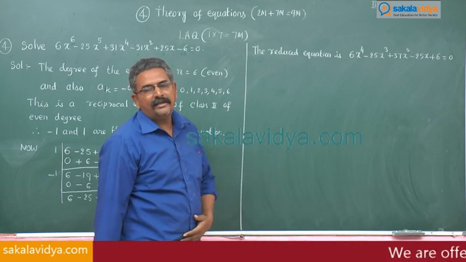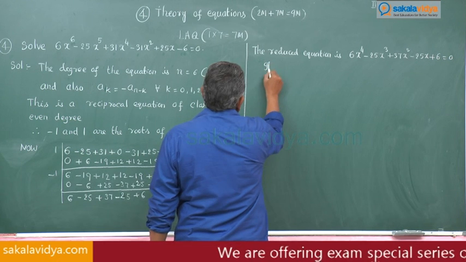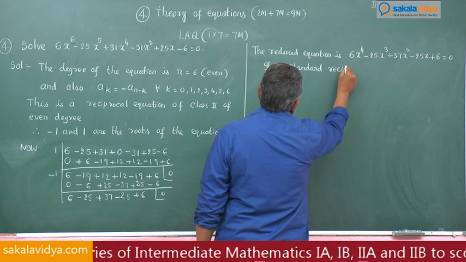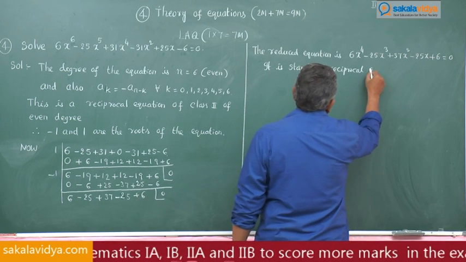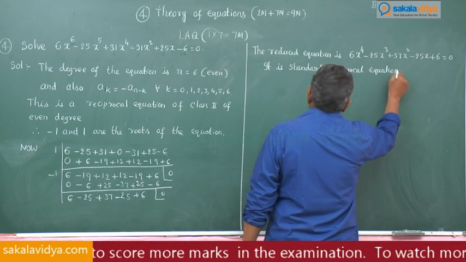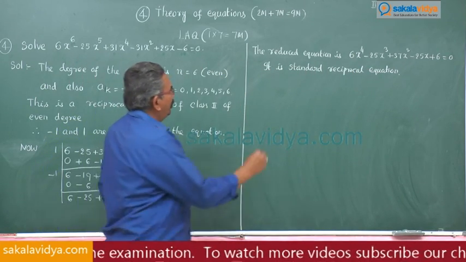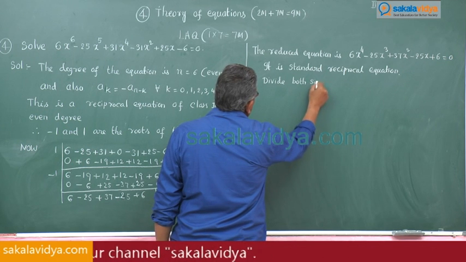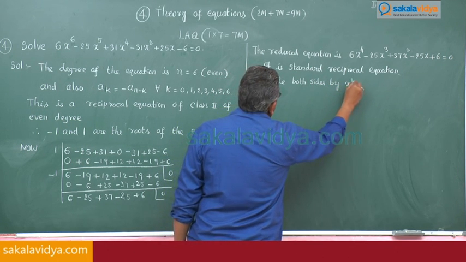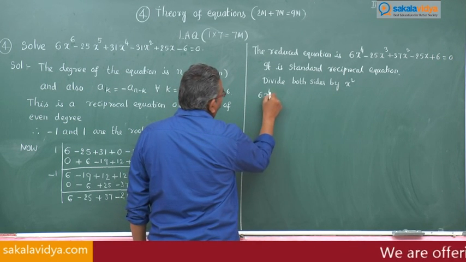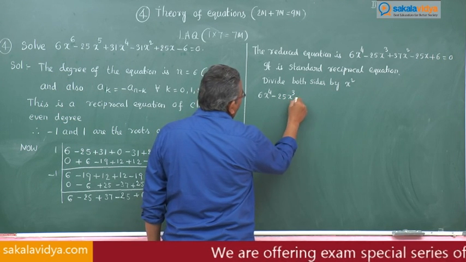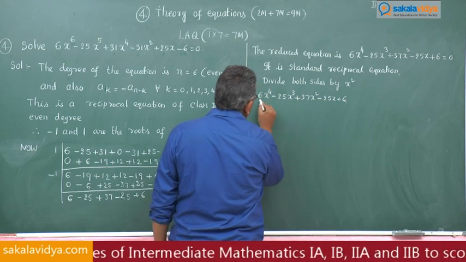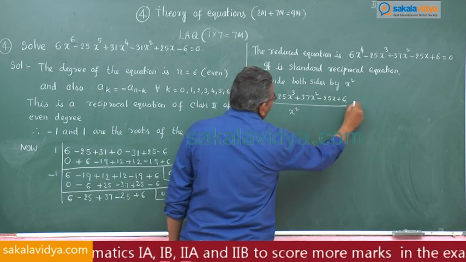So, this is a standard reciprocal equation. Since it is a standard reciprocal equation, divide both sides by x square. So, you get 6x to the power of 4 minus 25x cube plus 37x square minus 25x plus 6 divided by x square and 0 by x square.